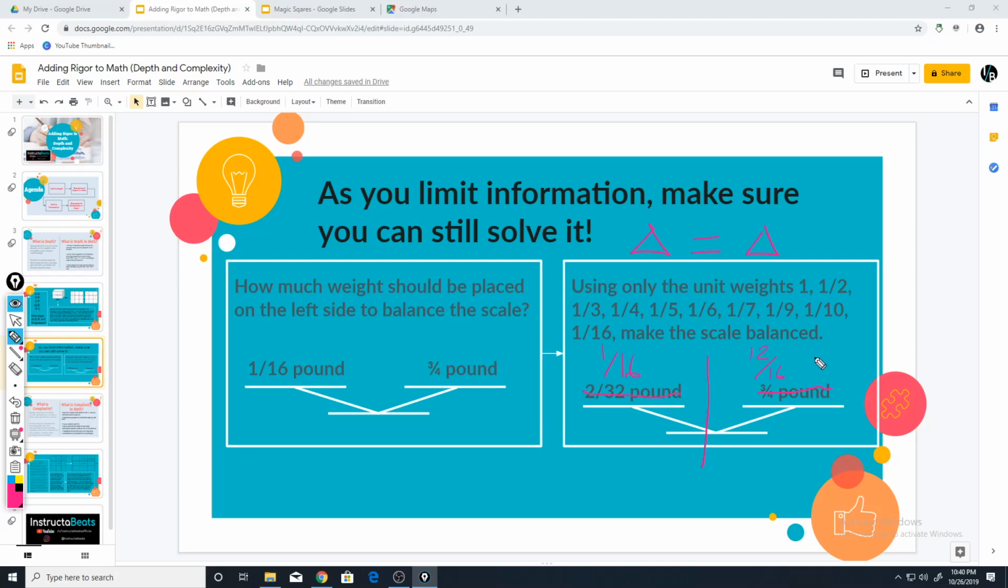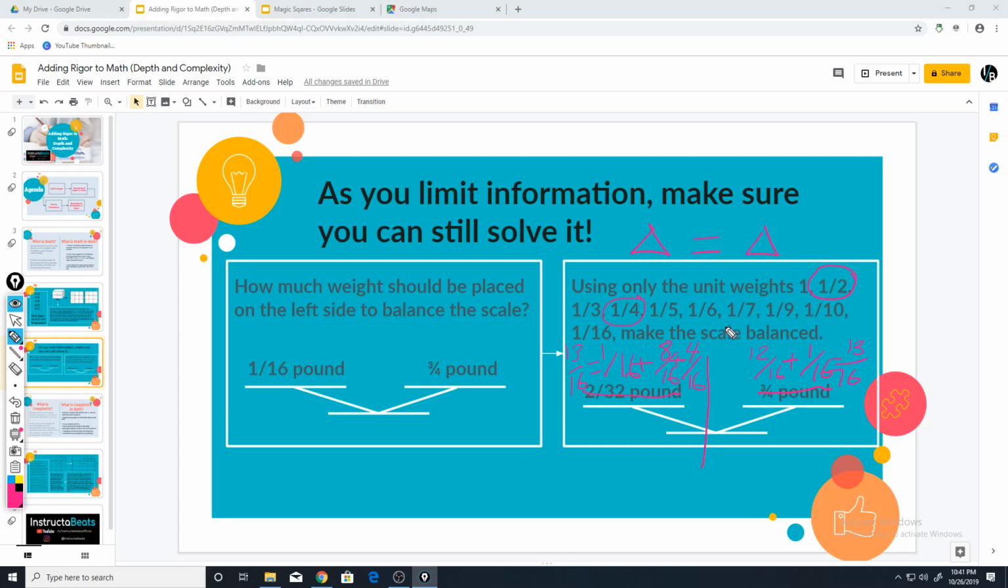What if I added 1/16 to the right side? I would have a total of 13/16. I would then need 12/16 on this left side to make the scale balanced. And I can do that if I were to add 1/2. 1/2 is the same as 8/16. And 1/4, which is the same as 4/16. So 1/16 plus 8/16 plus 4/16 equals 13/16. And my scale is now balanced.